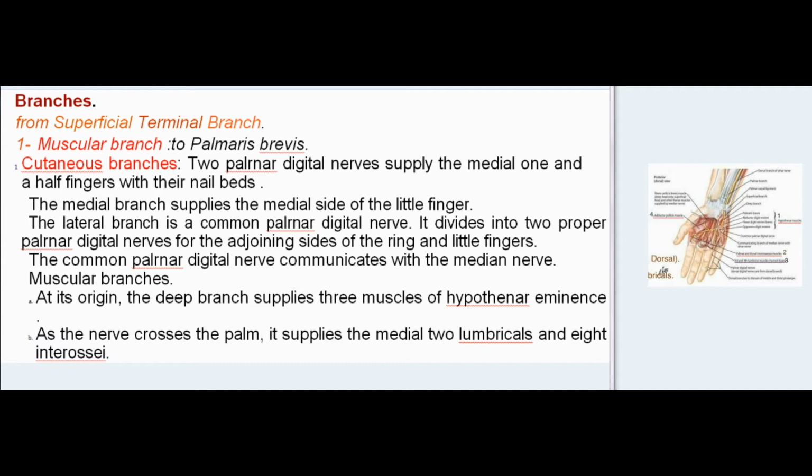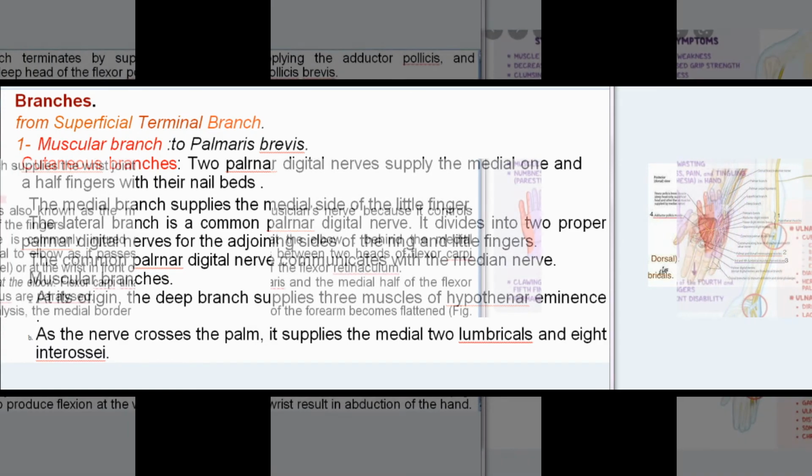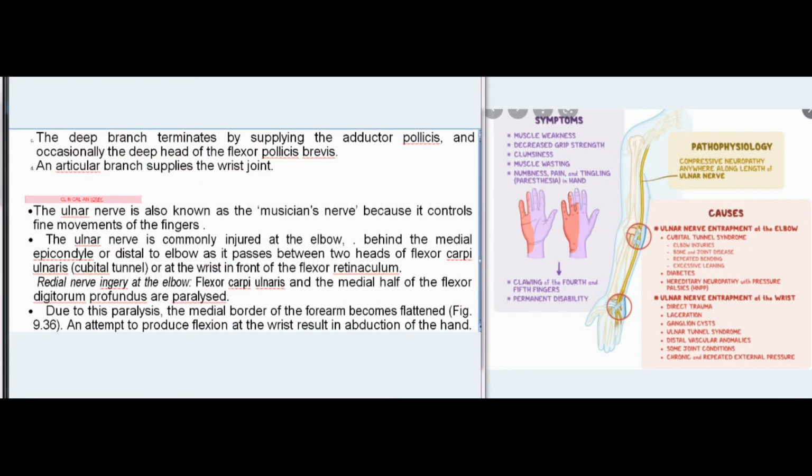Muscular branches. At its origin, the deep branch supplies 3 muscles of hypothenar eminence. As the nerve crosses the palm, it supplies the medial 2 lumbricals and 8 interossei. The deep branch terminates by supplying the adductor pollicis, and occasionally the deep head of the flexor pollicis brevis. An articular branch supplies the wrist joint.